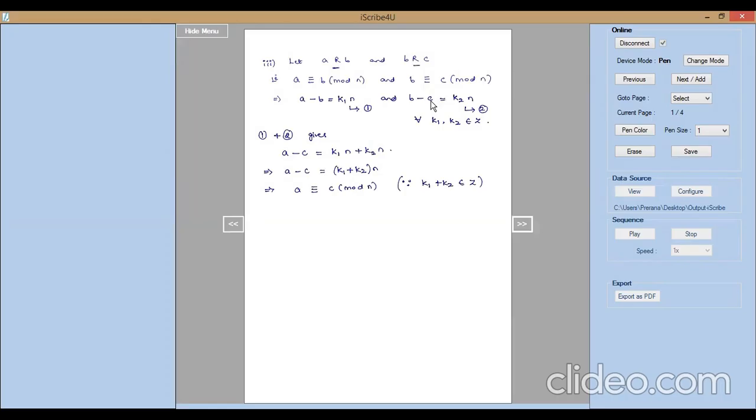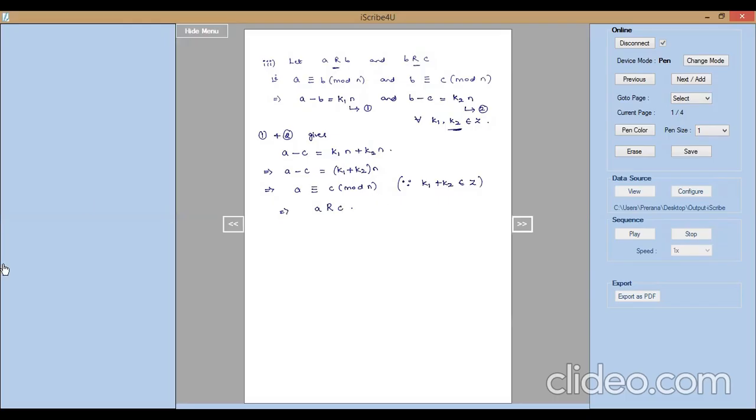You have already taken K1, K2 belongs to the set of integers. So obviously their sum also belongs to the set of integers. So we can write down A minus C is equal to (K1 plus K2) into n, which can be written as A is congruent to C mod n. This is the symbol for congruency. So from this we can write down A is related to C.